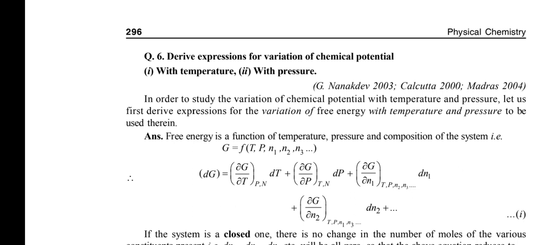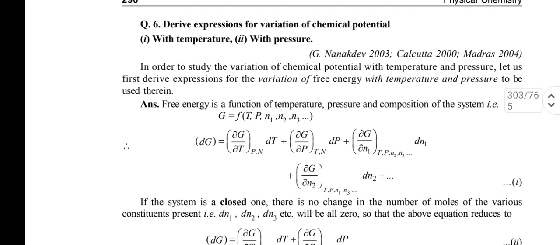Question number 6. Derive expressions for variation of chemical potential, first with temperature and second with pressure. In order to study the variation of chemical potential with temperature and pressure, let us first derive expressions for variation of free energy with temperature and pressure to be used therein.